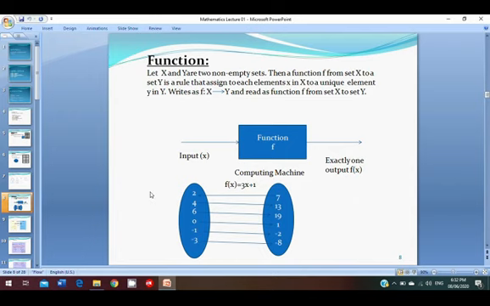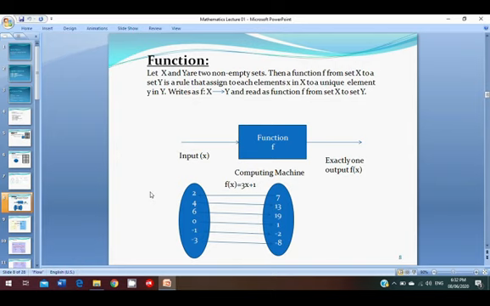Now function, which is the main topic of our lecture. First, I will read the definition. Let X and Y be two non-empty sets. Then a function f from set X to set Y is a rule that assigns to each element x in capital X a unique element y in capital Y. And we can write this relation like f colon X to Y and read it as function f from set X to set Y.